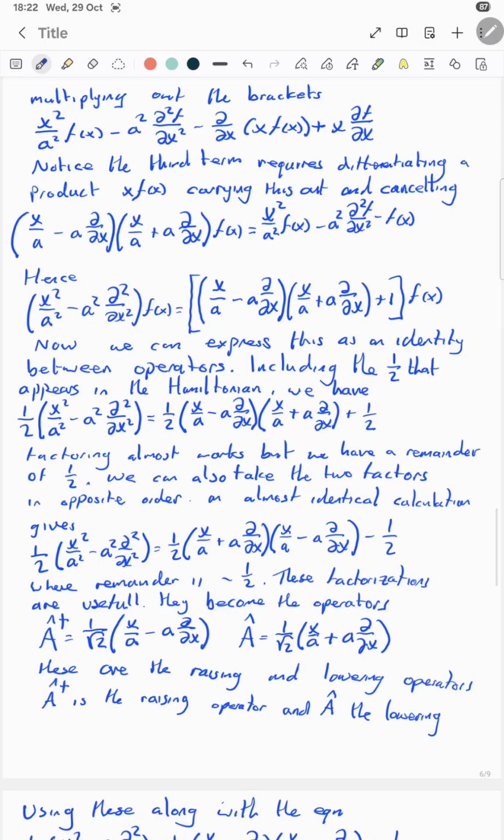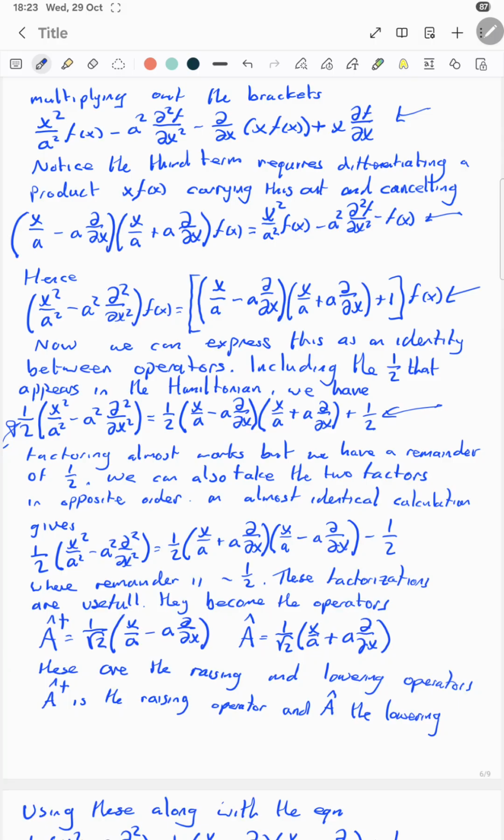Now, multiplying out the brackets, we get this. And notice the third term requires differentiating a product of x, f of x. Now carrying this out and cancelling gives rise to this equation here, and hence this. Now we can express this as an identity between operators, including the 1/2 that appears in the Hamiltonian. We have 1/2 of this here.